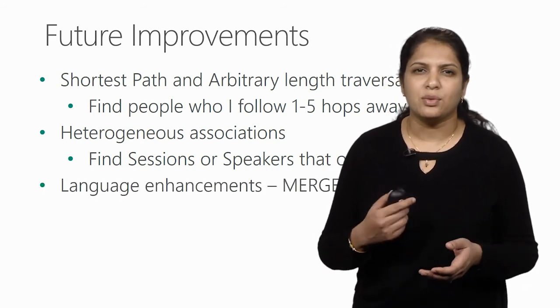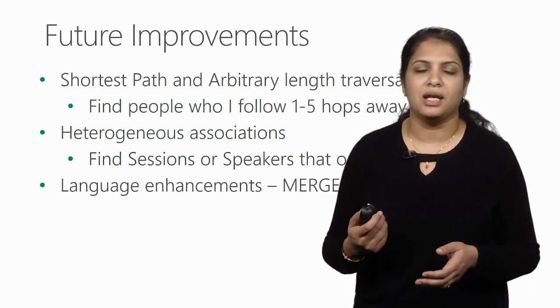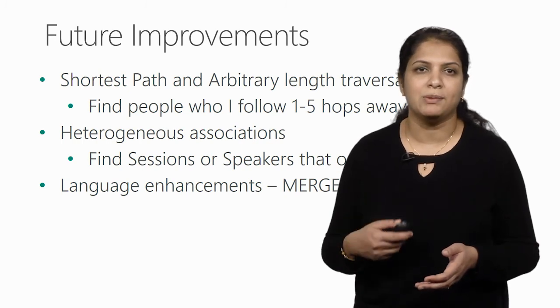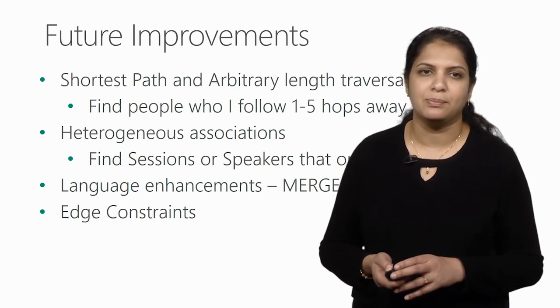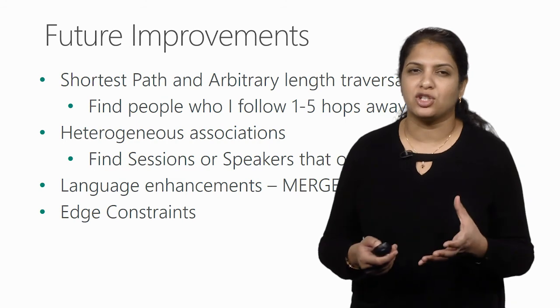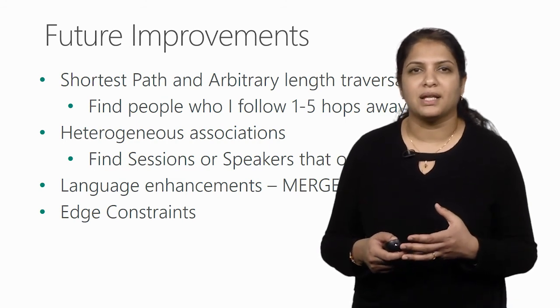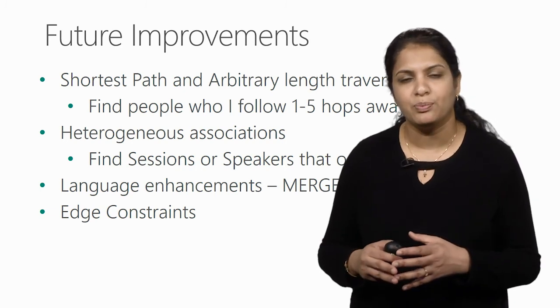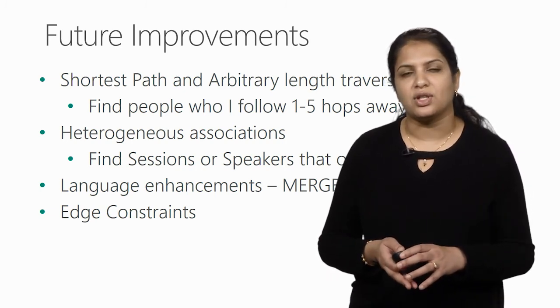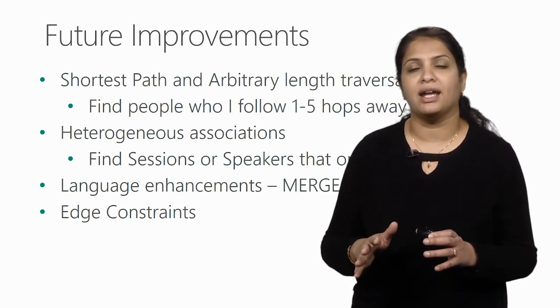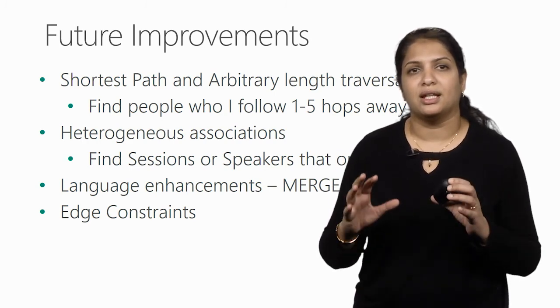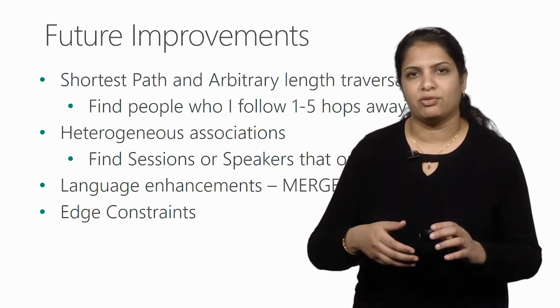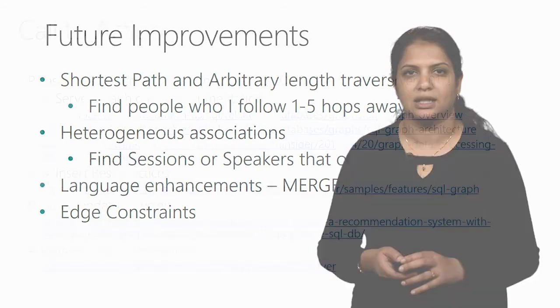There will be some language enhancements like in merged DML, where we will support match inside merged DML. And then we will be introducing edge constraints. For example, today an edge can connect any type of node to any other type of node. And using these edge constraints, you will be able to specify the type of nodes that only restrict the type of nodes that these edges can connect.